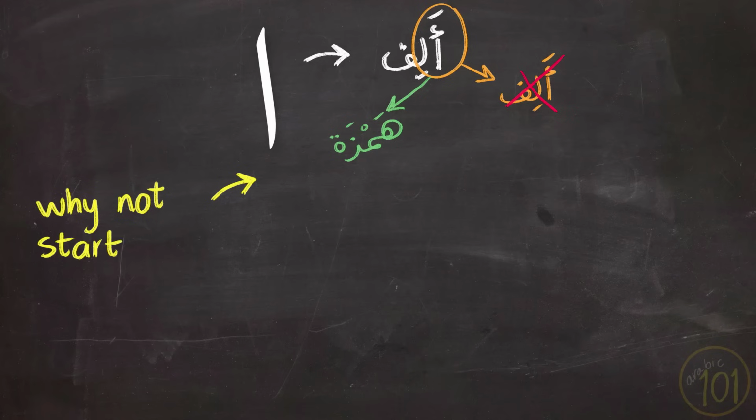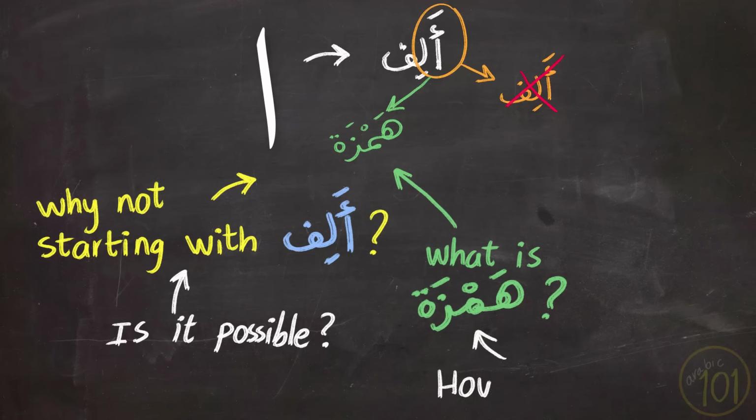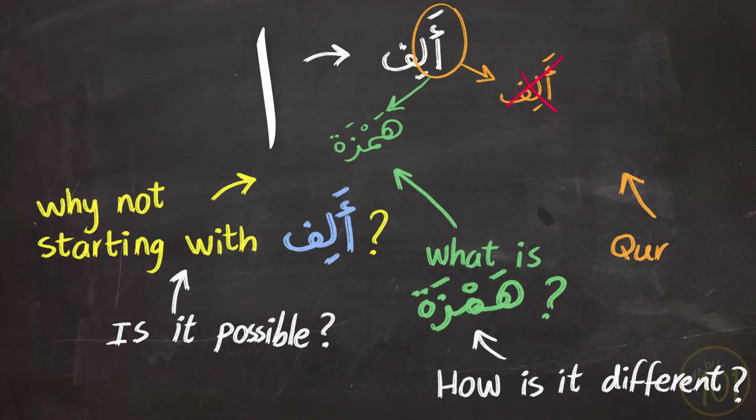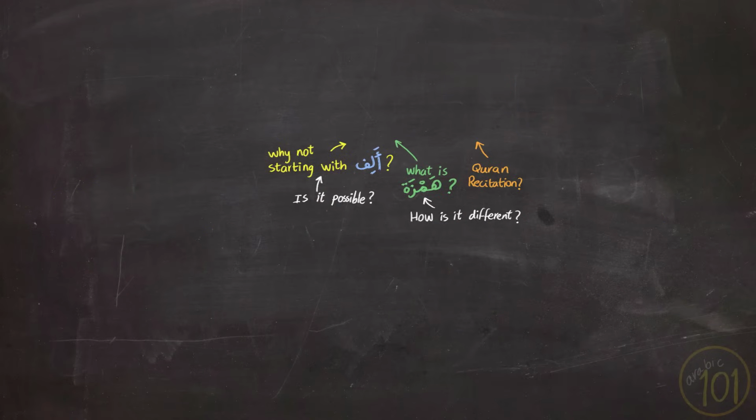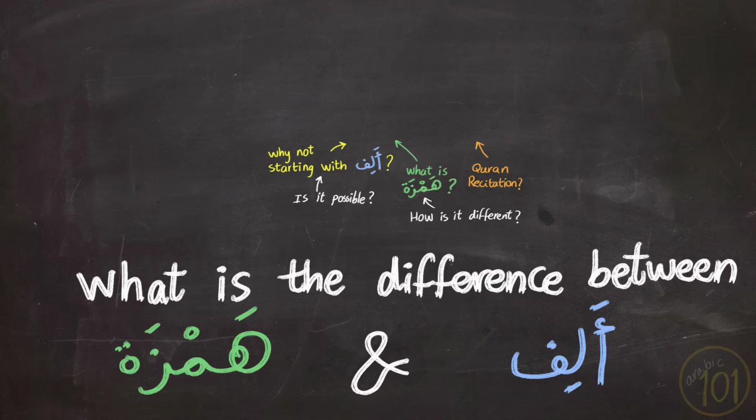So why can't we start a word with an Alif? And is it even possible to do that? And what is Hamza? And how is it any different from Alif? And how can this help us improve our Quran recitation? The answer to all of these questions can be found in learning the difference between Alif and Hamza. So let's find out what these differences are.